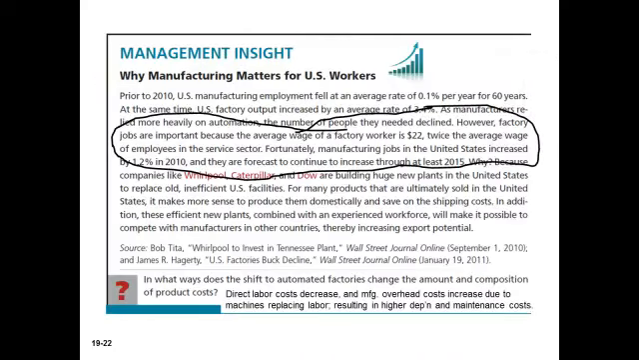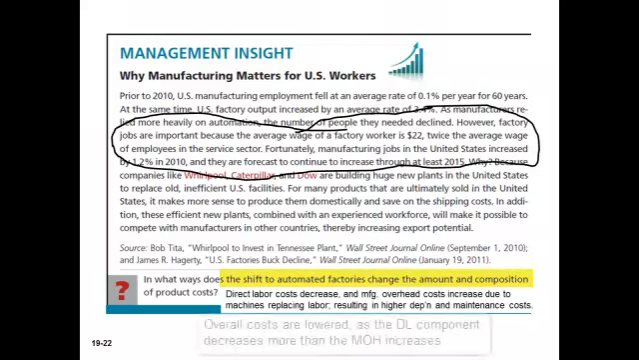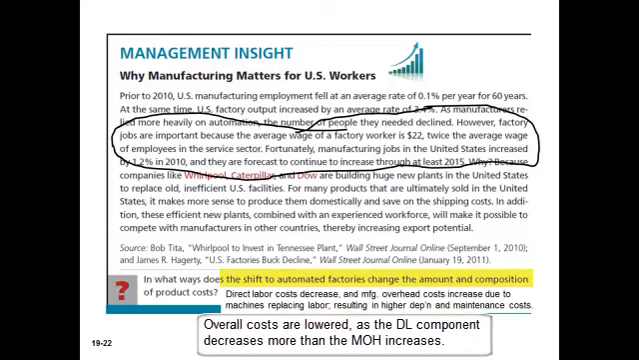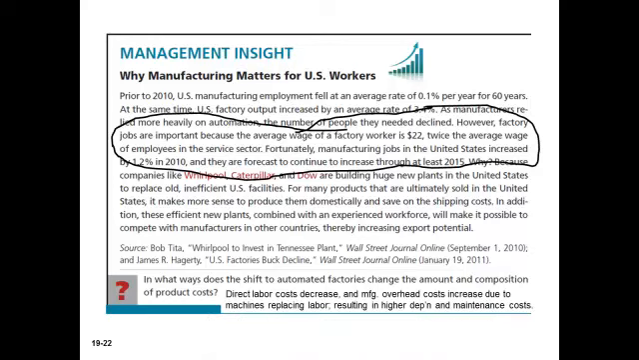I'll let you read through this discussion. Interesting to note that factory wages are about twice the wages of employees in the service sector of the economy. And also look at the question at the bottom. In what ways does the shift to automated factories change the amount and composition of product costs? Well, direct labor costs would decrease as machines are added through automation, and therefore manufacturing overhead costs would increase because that picks up the machine depreciation and maintenance costs. So there's a shift in the composition of product costs as factories are more and more automated.